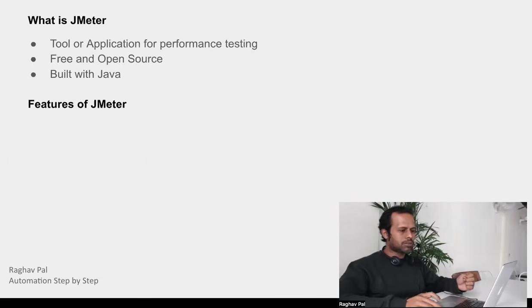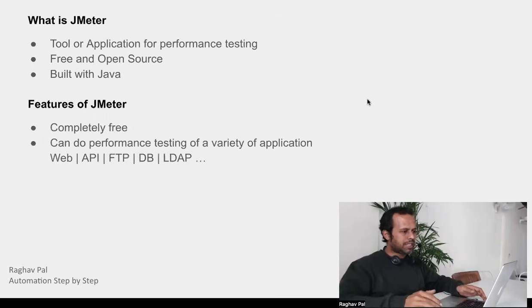And you can also say that JMeter is a performance testing application or a performance testing tool. However, in case you want, you can also do functional testing with JMeter. Then if you look at the features of JMeter, this is completely free. And with JMeter, you can do testing on a variety of applications.